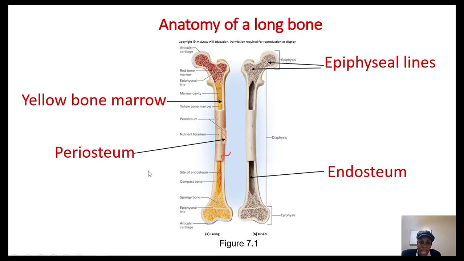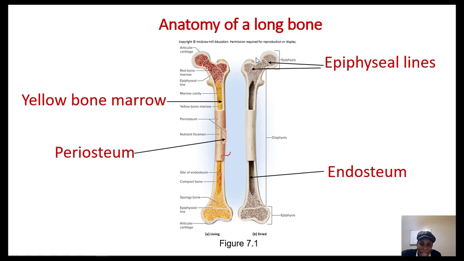Now, the periosteum, peri means around, osteum means bone, around the bone. It's the connective sheath that covers the bone here. The endosteum, endo, inside, is the inside lining of the bone cavity. So we have the periosteum, the endosteum, epiphysis on top, epiphysis here. And then you see the epiphyseal line.